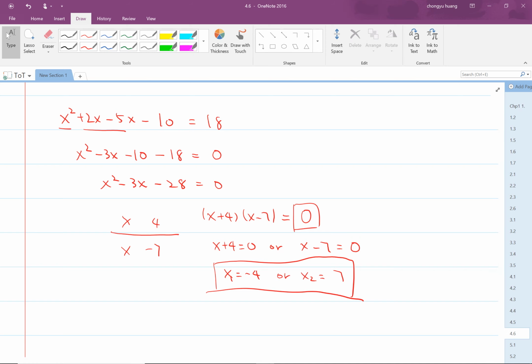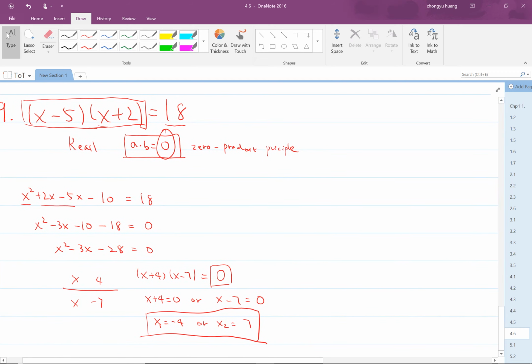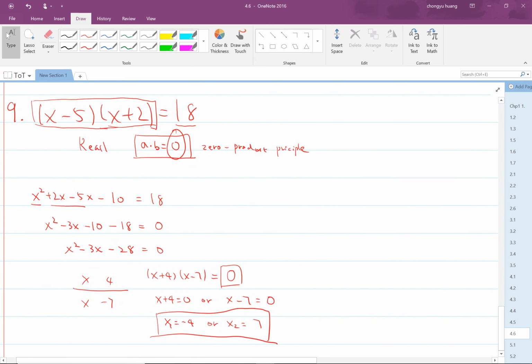Now let's recheck it again. Since it is the last question, I just want to make sure you guys understand, so that's why we want to do a recheck. As I mentioned before, how you recheck is you plug the number back into the equation. So you're plugging the solution over here into this.